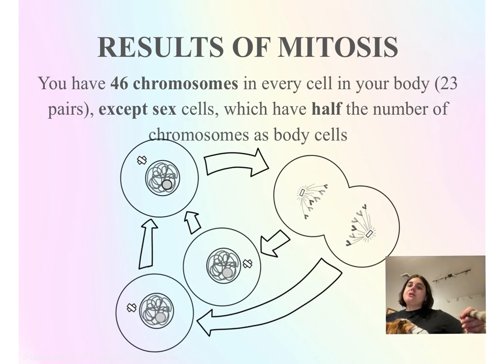The results of mitosis: you have 46 chromosomes in every cell in your body, aka 23 pairs, except for sex cells, where you only have 23 chromosomes total. That's half the number of chromosomes of body cells, because when sperm with 23 and egg with 23 come together, they make 46.